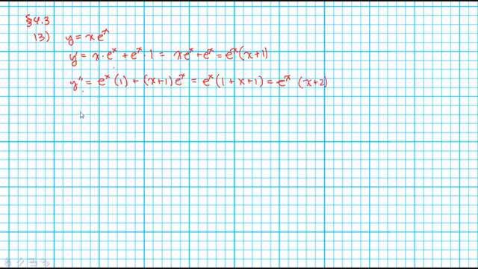Now, inflection points are a place where the second derivative changes signs. Now, we look for possible places of inflection where the second derivative is equal to 0. This is never 0. E to the x is never 0, but x plus 2 is going to be equal to 0 when x is equal to negative 2.